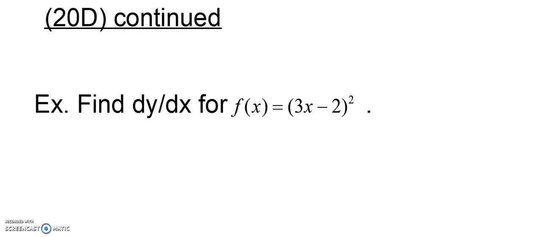So this first example says find dy dx, in other words, the derivative of f of x equals (3x minus 2) squared. Now, this problem, again, we talked about this in the last lesson. You cannot take the derivative of this because I've got this expression inside with two different terms that's being squared. So you're not allowed to take the derivative as it stands.